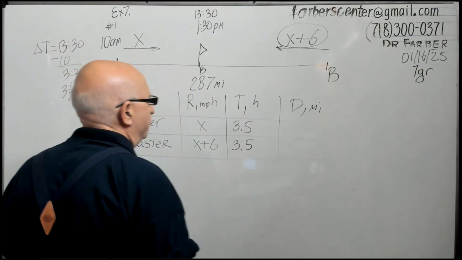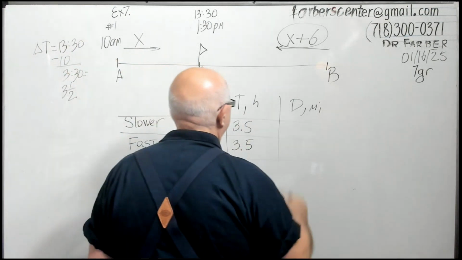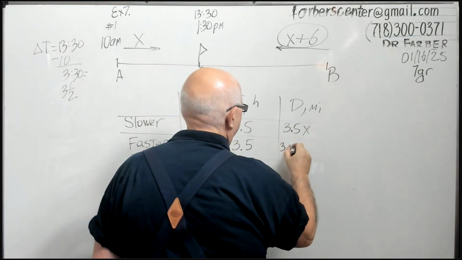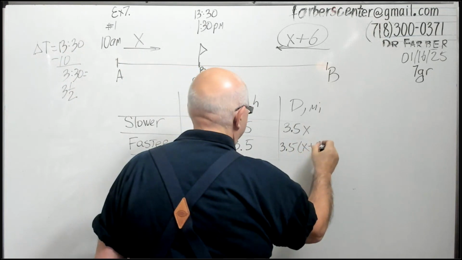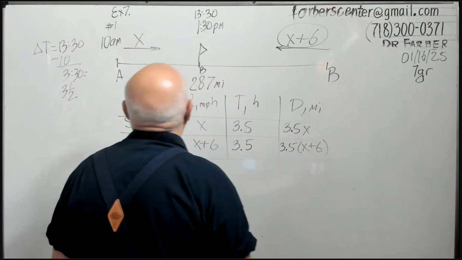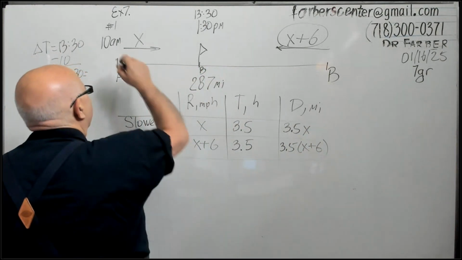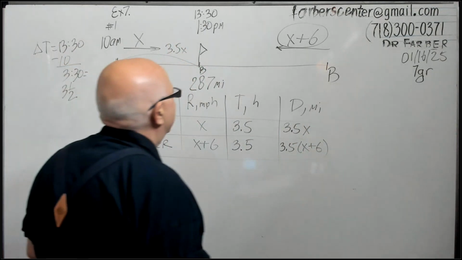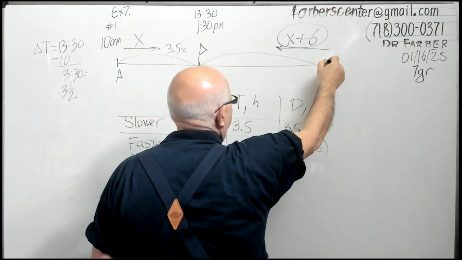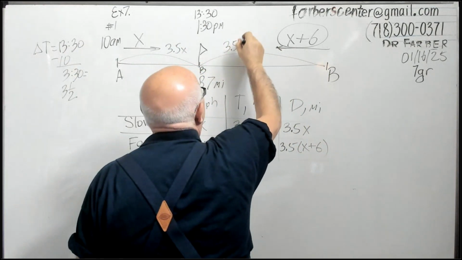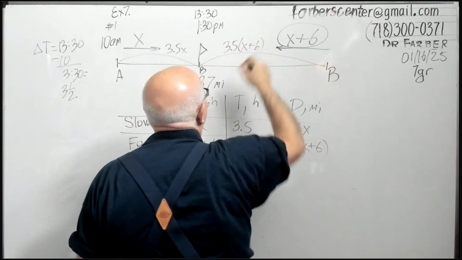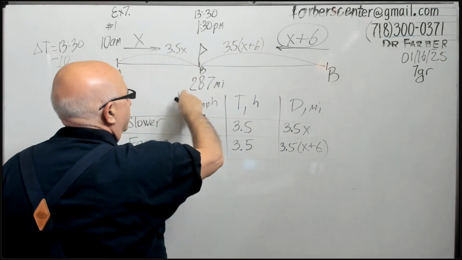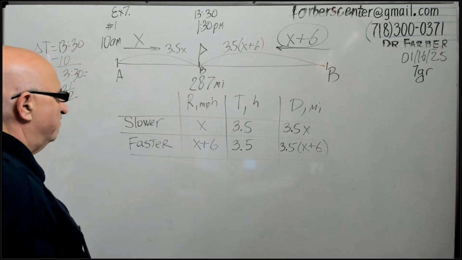But the rate is faster. Distance equals rate times time, so 3.5x and 3.5 times x plus 6. Why is this picture so helpful? Because this distance is 3.5x, and this distance I just illustrate as 3.5 times x plus 6. According to the addition postulate, if you take this distance plus this distance, you get this distance, right?